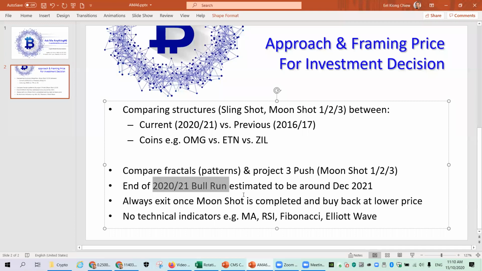The other thing that is common, in case you're wondering, is we always exit on moonshots, regardless of whether it's moonshot 1, 2, or 3. We don't use any technical indicators, the traditional ones like moving average, RSI, Fibs, Elliott waves. We don't use those just because we don't find them too interesting. And we just use, like I say, structures and patterns, as simple as that.